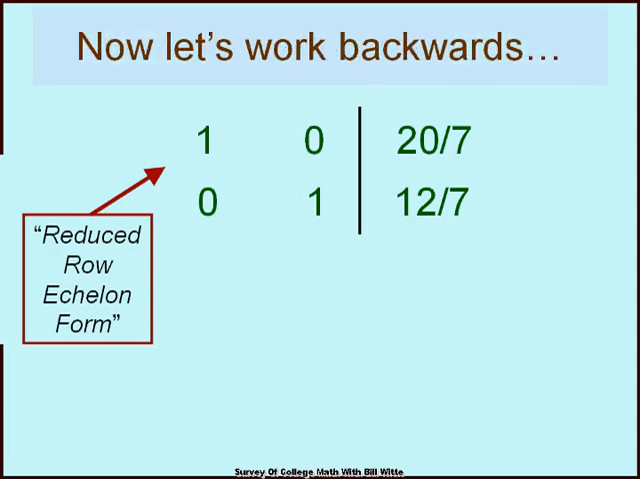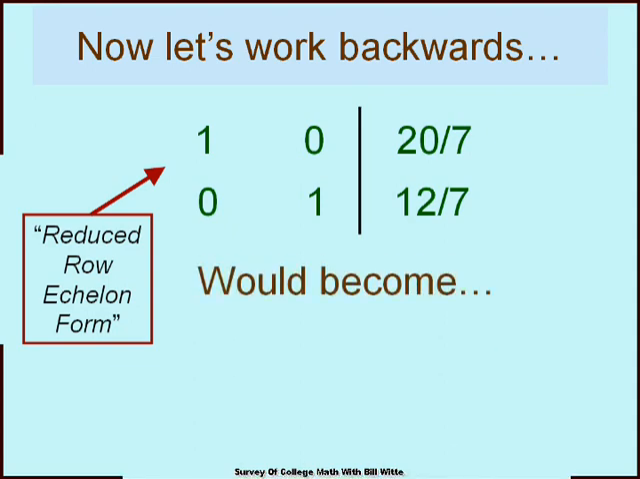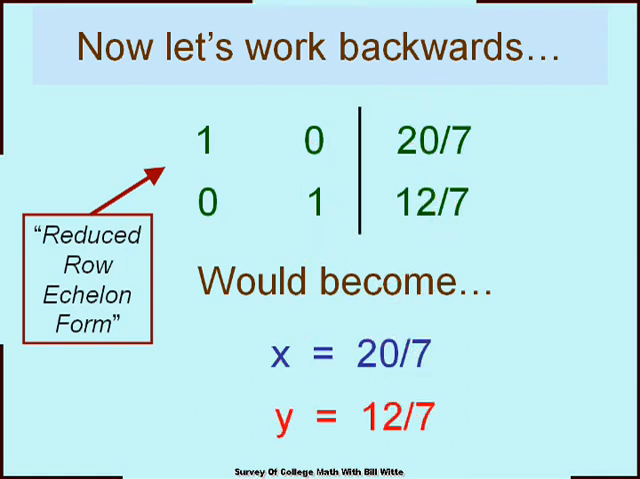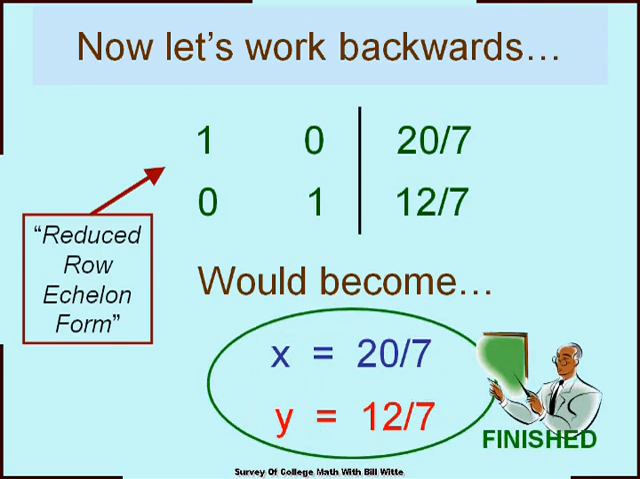So now we can work backwards. Turn it back into an equation. The first line, the first row would be x, because there's no y. X would be 27, and that's the answer for x. And the second one is y is 12/7, and that's your answer. You just won a million dollars! How cool is that? Okay?